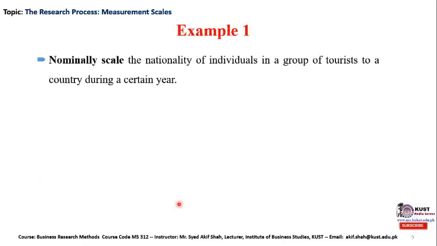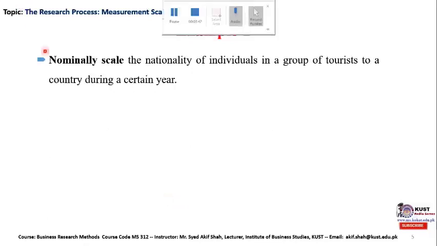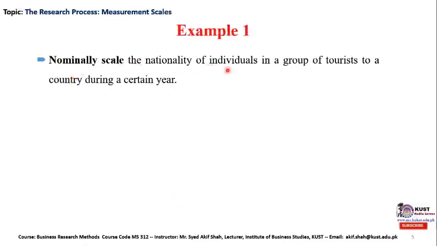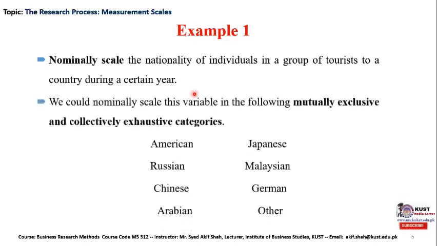Let's take another example of a nominal scale. You are required to nominally scale the nationality of the individuals in a group of tourists to a country during a certain year. For example, in a European country like Switzerland, the researcher might be interested to nominally categorize the people who have visited from different countries. So we could nominally scale this variable in the following mutually exclusive and collectively exhaustive categories. The case requires the researcher to categorize the tourists into one of 8 different categories, like American, Russian, Chinese, Arabian, Japanese, Malaysian, and any other.